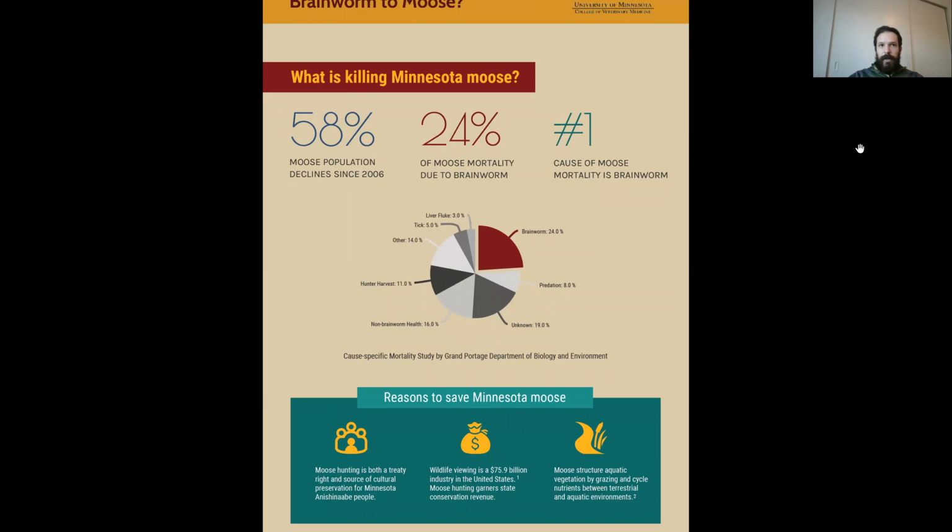A perusal of any Minnesota-themed gift shop should also convince you that moose are central to Minnesota's cultural identity. Economically, tourists are drawn to rural Minnesota communities by the possibility of seeing moose, boosting these economies. From an ecosystem health perspective, moose grazing structures aquatic environments with cascading effects for other species.